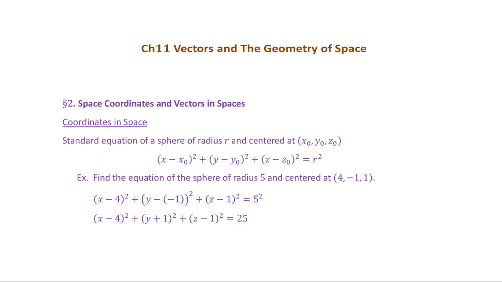And y minus negative 1 is just y plus 1, and 5 squared is 25, so we get (x minus 4) squared plus (y plus 1) squared plus (z minus 1) squared equal to 25. So that's the equation of the sphere. Any questions?